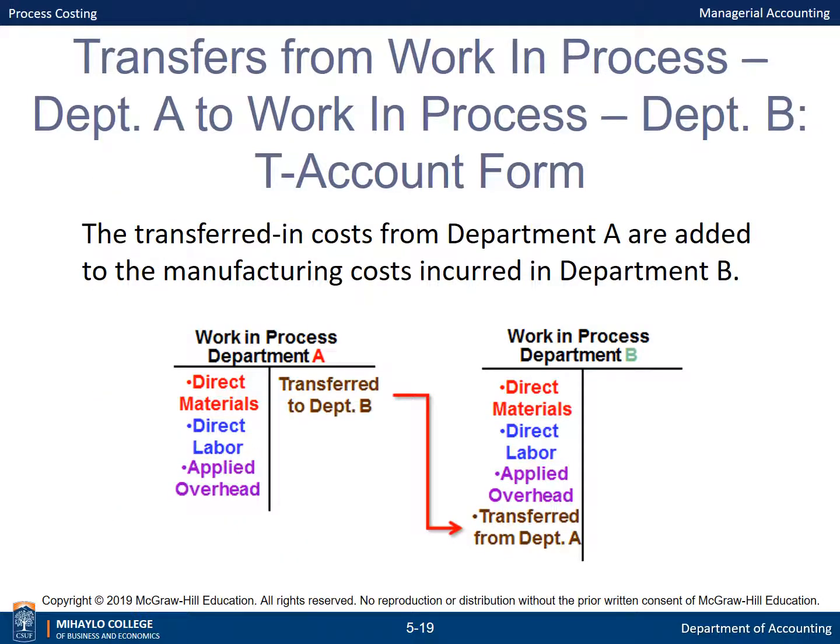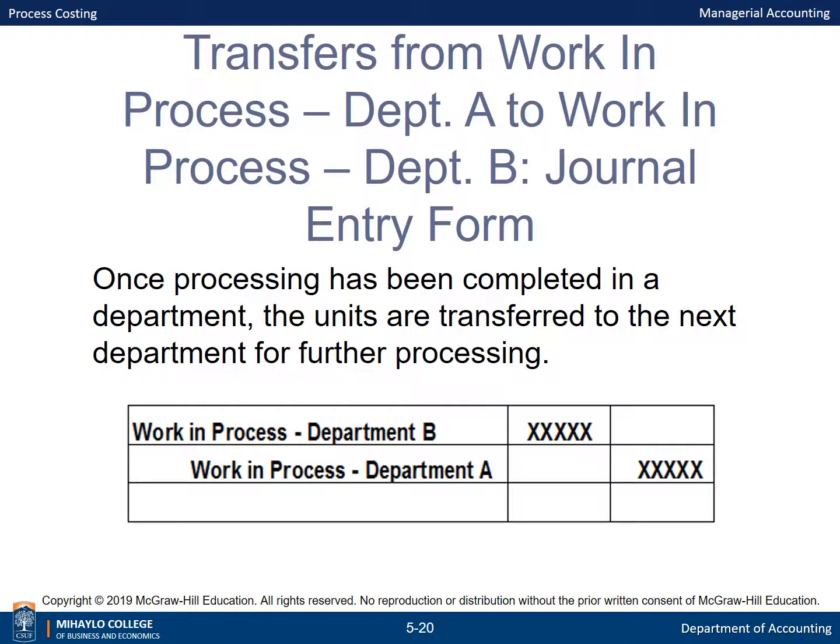The cost of units completed as to processing in Department A are transferred into Department B for additional work. The transferred-in costs from Department A are added to the manufacturing costs incurred in Department B. Once processing has been completed in a department, the units are transferred to the next department for further processing. To transfer the costs, debit work in process Department B and credit work in process Department A.